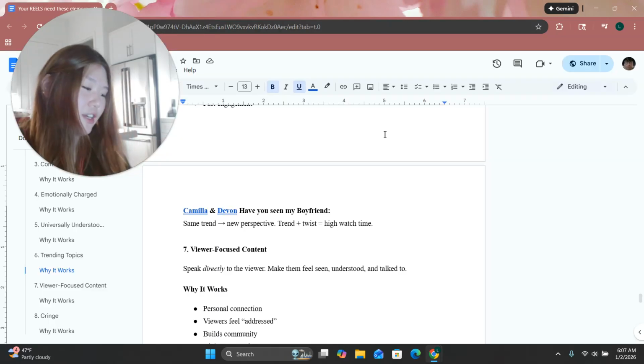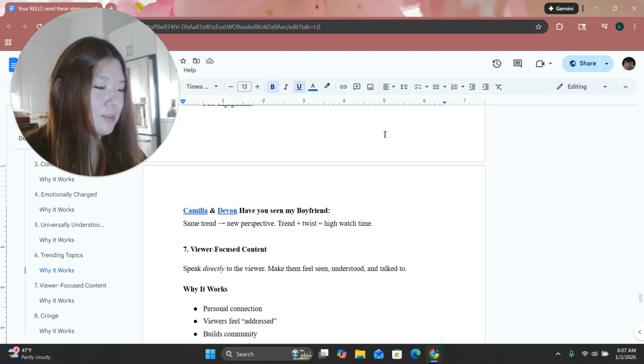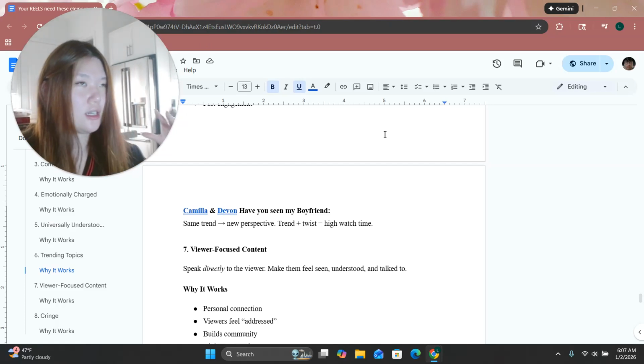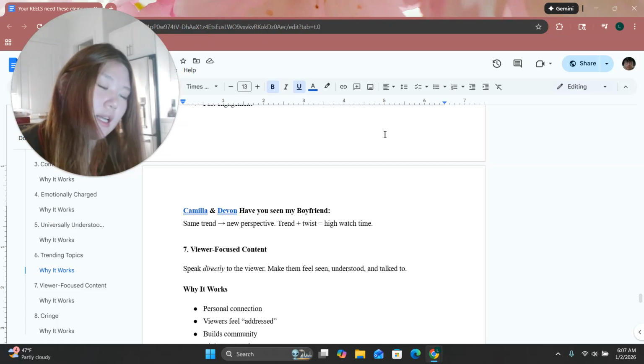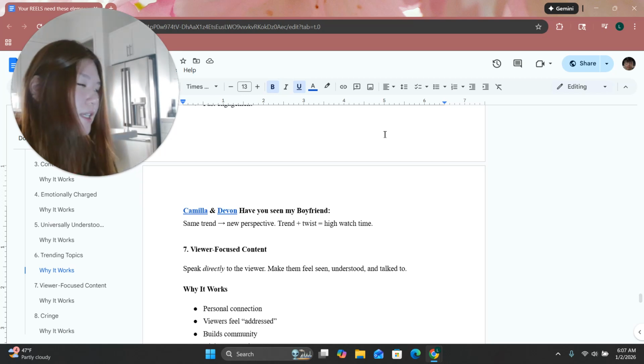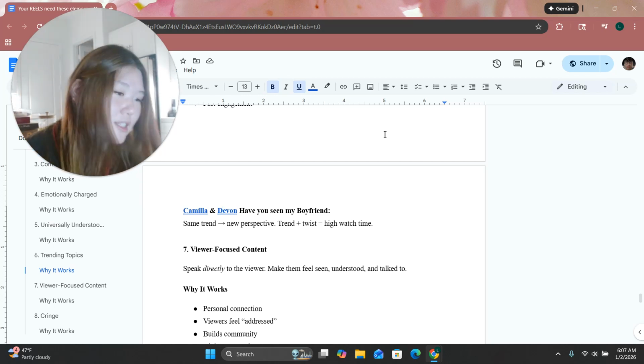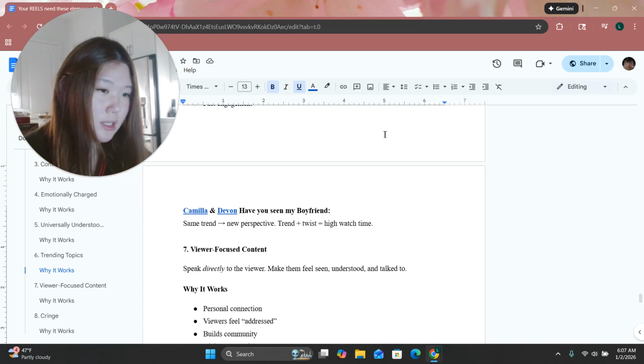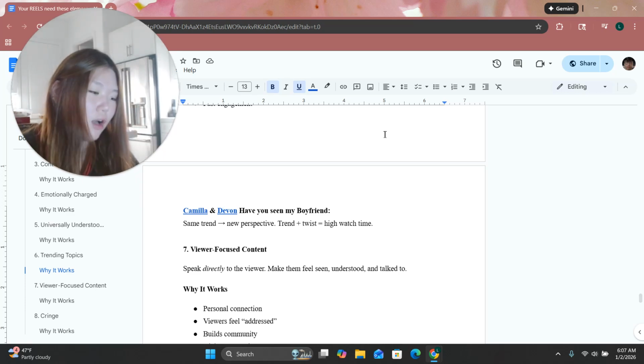It's going to be the same trend, but a new perspective. Again, Camilla put her own twist on it. She does crazy faces or gestures in the beginning, and the other girl did a little twist, with different movements. So it is the same trend, but you want to see how that person acts.